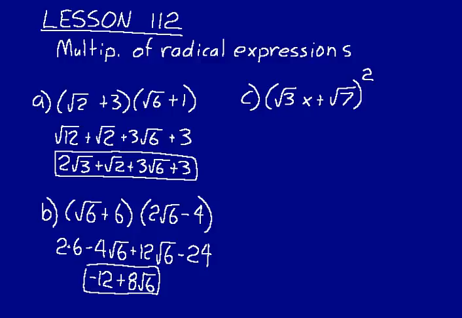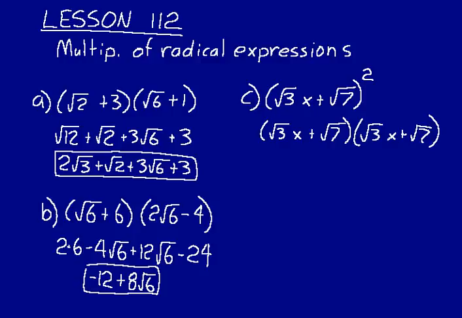Look at this next one. The square root of 3 times x plus the square root of 7, that quantity squared. So we have a pair of binomials that are identical. Square root of 3 times x plus the square root of 7. Now that x is not under the radical sign. It's out there by itself. Square root of 3 times x plus the square root of 7.